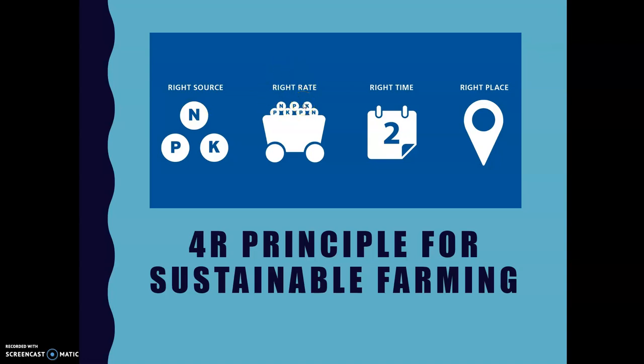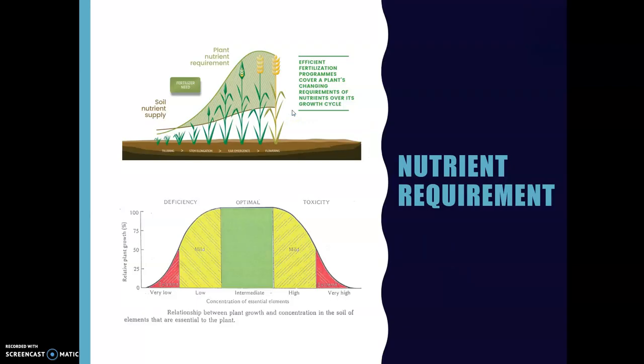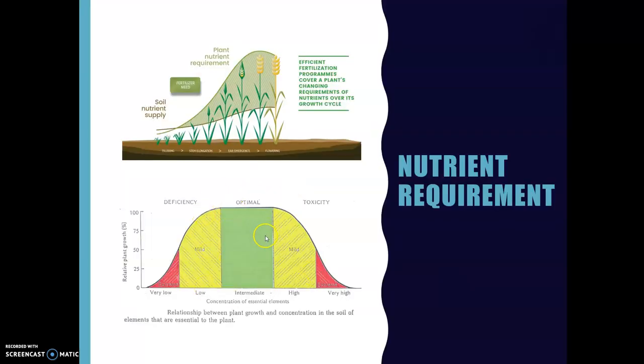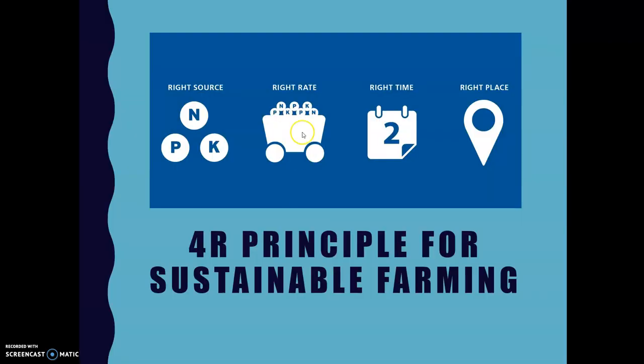At the right rate, you cannot apply a very low level. You cannot apply the fertilizer at a high level. So this is the right rate, related to this graph. Right timing. When you plant a seed, you cannot straight away apply NPK and Mg. That one will encourage flowering, so your plant will be lacking nitrogen. So the plant will be very short.